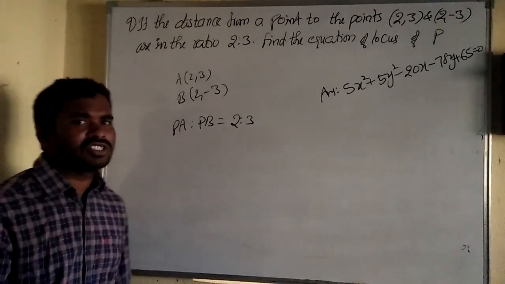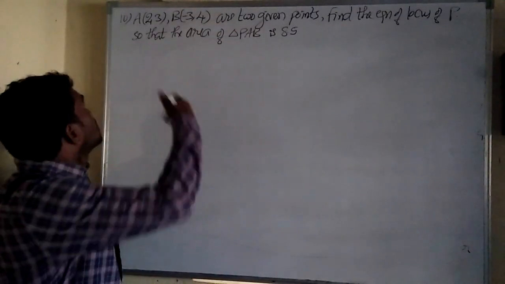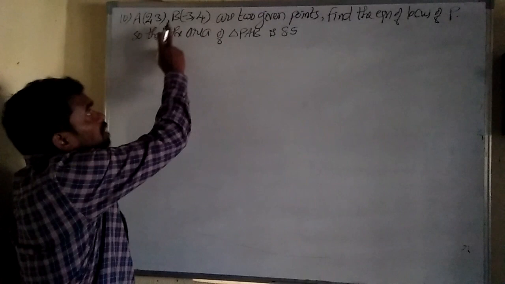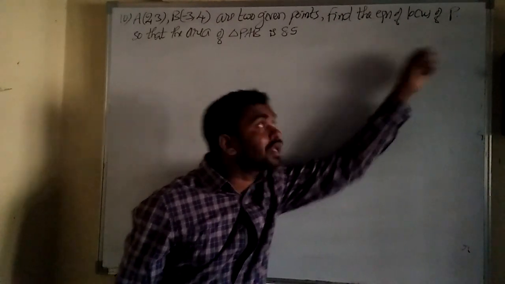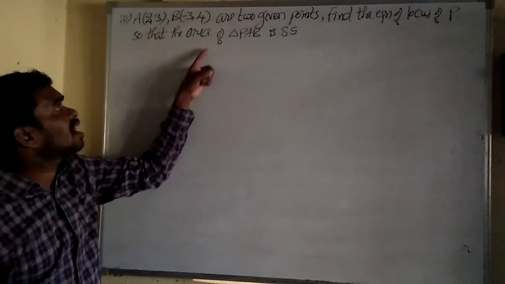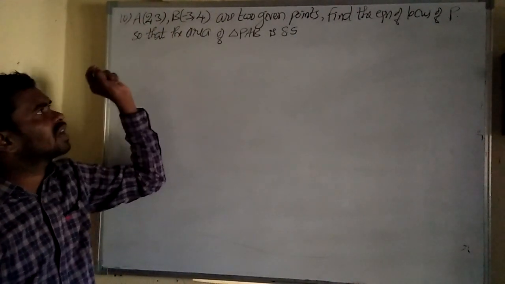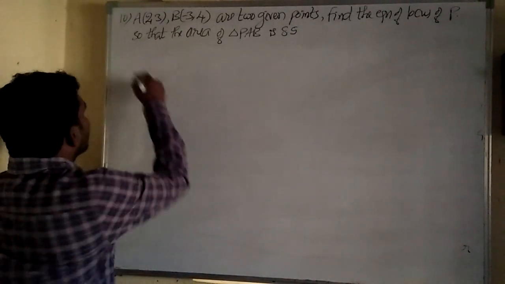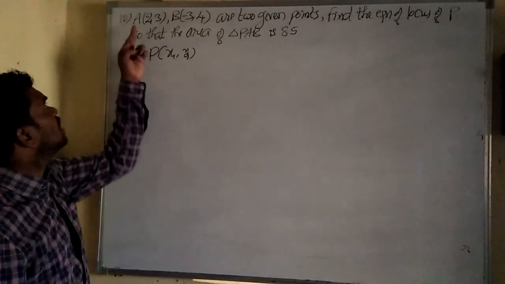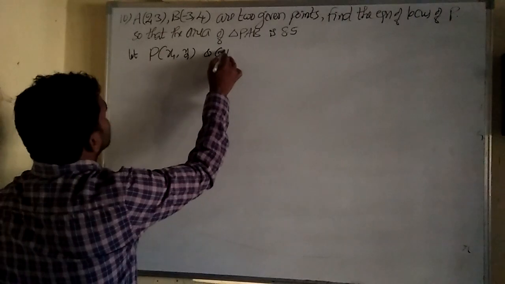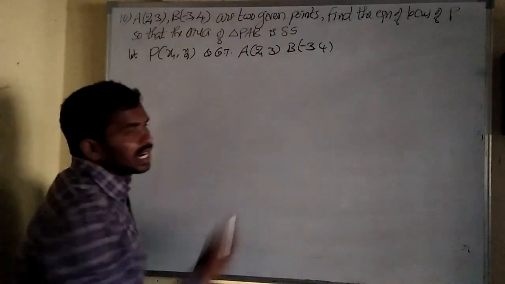If you have any doubts, you can put them in the comment box. Let us see the 10th question. If A (2, 3) and B (minus 3, 4) are two given points, then find the equation of locus of P so that the area of triangle PAB is 8.5. Here A is given, B is given. So P we can write as x1 y1. Let P be (x1, y1). A is (2, 3) and B is (minus 3, 4). These three are the given points.